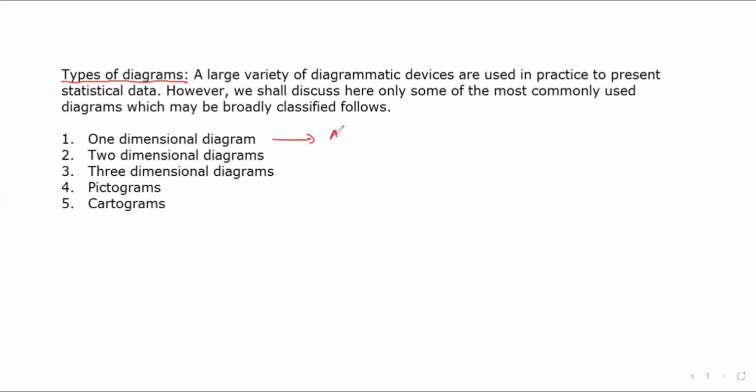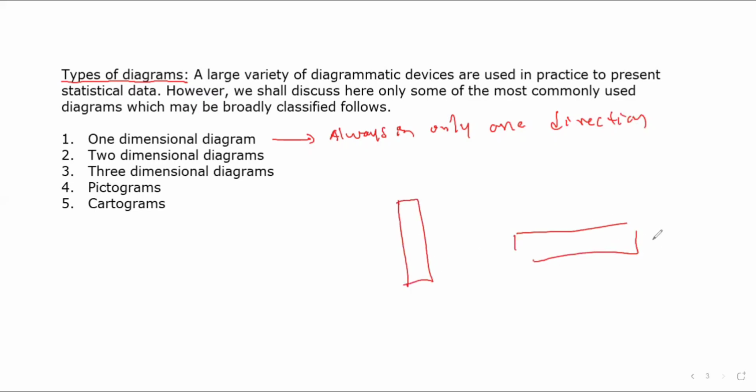Diagrams are always in only one direction. For example, either vertically or horizontally. So diagrams are always in one direction. That is what a one-dimensional diagram is.